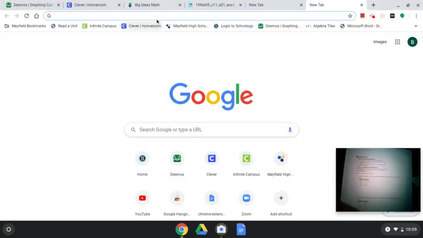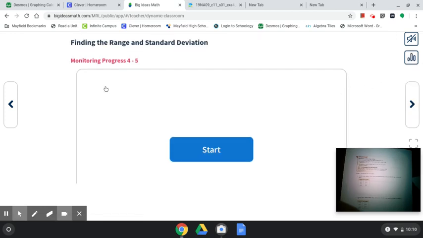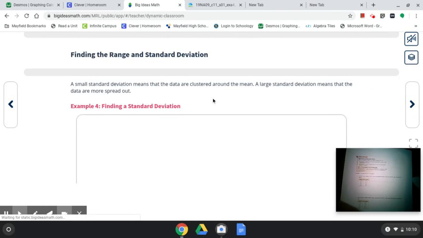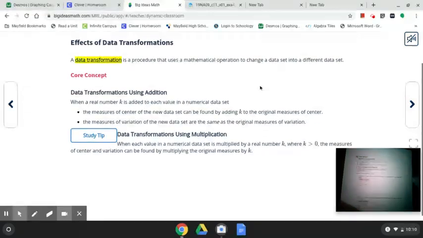I'll actually do the first ones on the big ideas page. I just think this is so much neater. I tend to like to do these by hand, but it's just so much neater to watch it on here. Excuse me. So we already found standard deviation. I apologize.